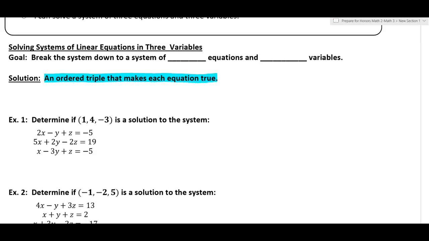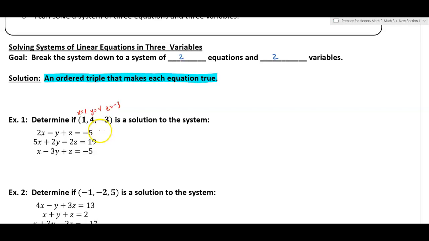Now, when we go to solve these, our goal is going to be to break this system down to a system of 2 equations and 2 variables. So example 1, determine if (1, 4, negative 3) is a solution to the system. In order to determine this, we're going to say x is 1, y is 4, z is negative 3. If this is a solution to the system, then that ordered triple should make all of these equations true.